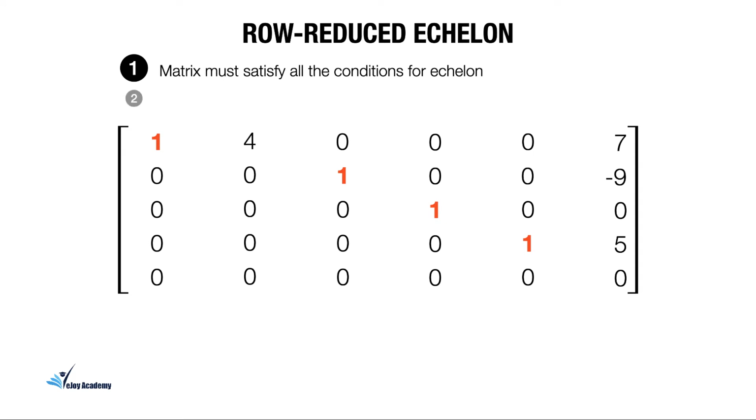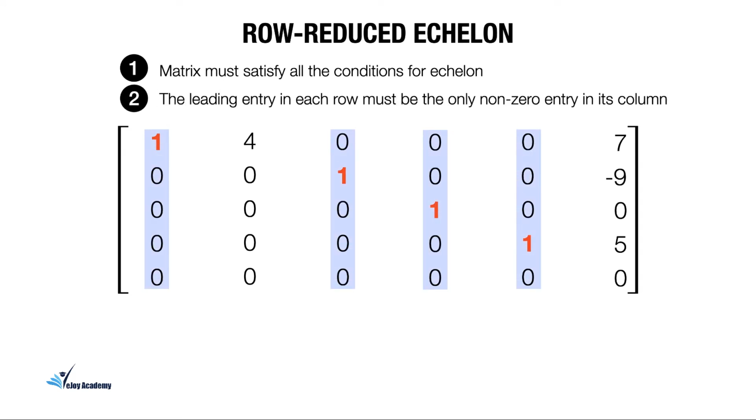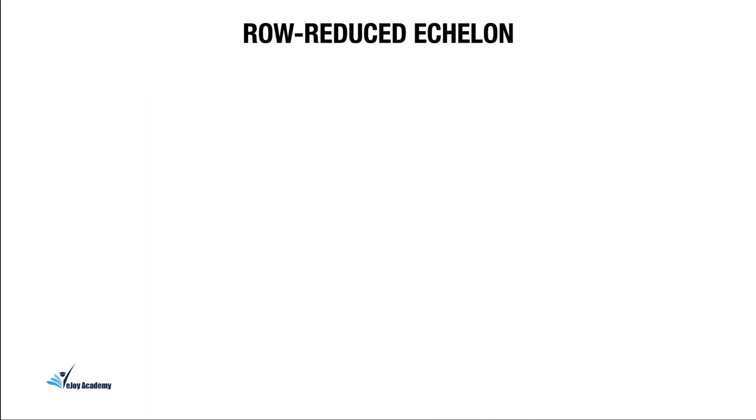There is a specific type of echelon matrix called row-reduced echelon matrix. This special echelon matrix, in addition to meeting all the conditions of an echelon matrix, must satisfy one more condition, which is the leading entry in each row must be the only non-zero entry in its column. In this matrix, the leading entry in the first, third, fourth, and fifth columns is the only non-zero entry. The extra condition does not apply to the second and sixth columns because there is no leading entry in these columns.